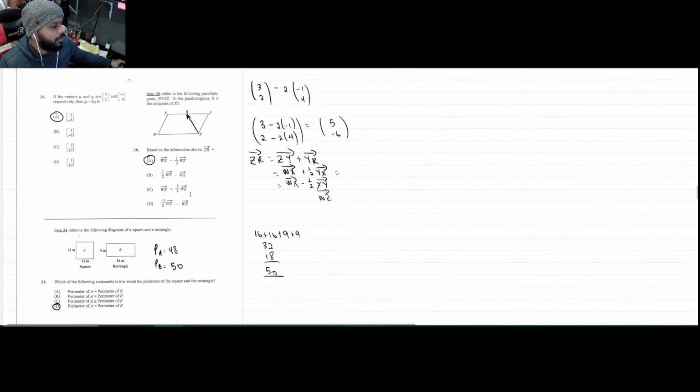XY is the same as WZ. Alright, watch this here, right? ZR is ZY plus YR. The direction is important. ZY plus YR. Now, YR is a half YX. Or you can say YR is negative a half XY because of the direction. Alright, never mind, I get it.